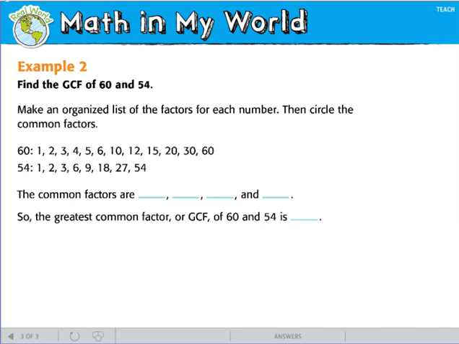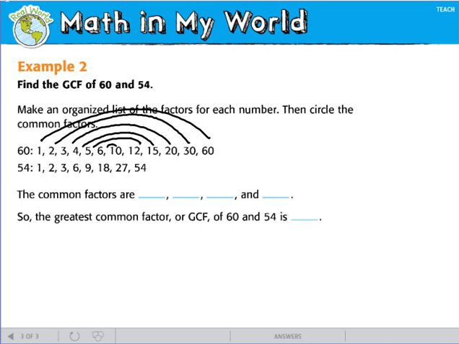Now, example number 2 says find the greatest common factor of 60 and 54. We're going to make an organized list of factors. So instead of a factor tree, we're making a list. Okay? This is the way the list works. We start with 1. 1 times 60 is 60. Then we go to 2. 2 times 30 is 60. 3 times 20 is 60. 4 times 15 is 60. 5 times 12 is 60. And 6 times 10 is 60.